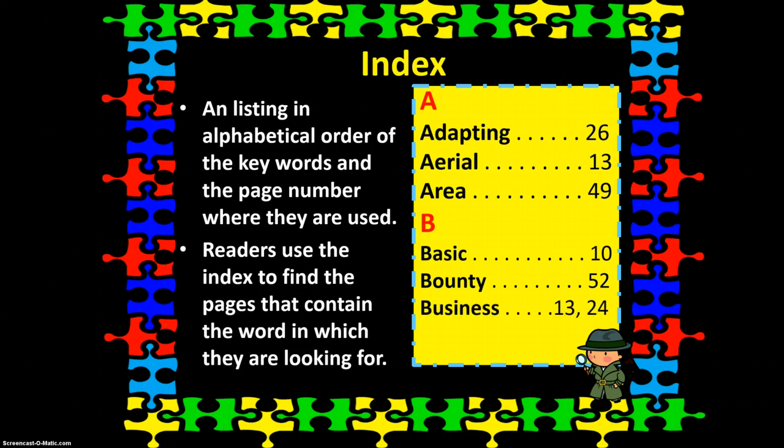So, for example, sorry, I went too far. If we're looking for the word adapting, we know we can turn to page 26. If we're looking for the word aerial, we can turn to page 13. If we're looking for the word area, what page are we going to turn to? Good, page 49. And then it goes into the following letter, so then we have B, and it's going to give you the words in the reading that begin with the letter B and the page number that you can find them on.